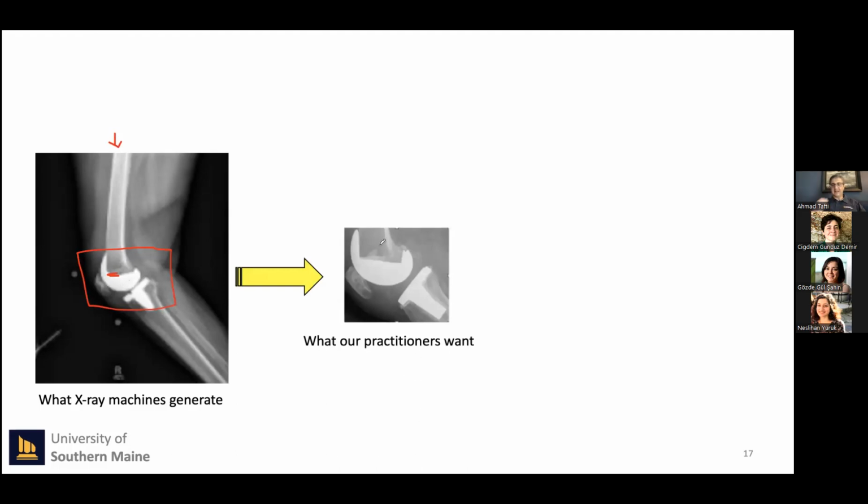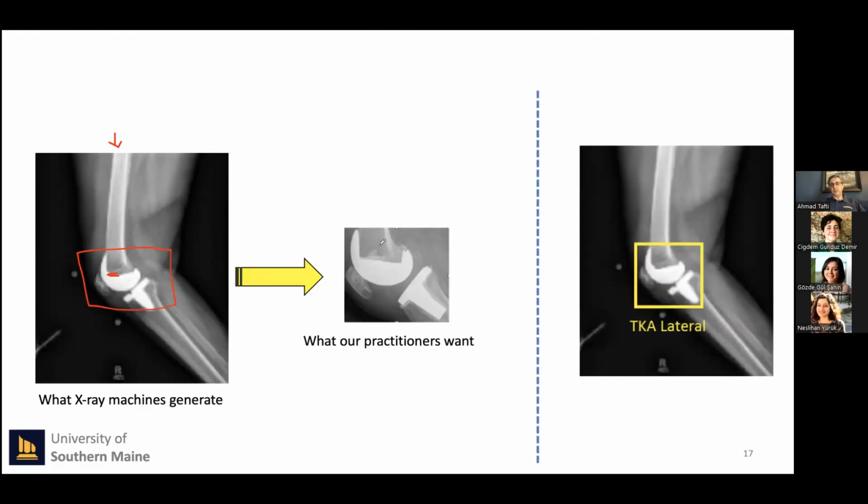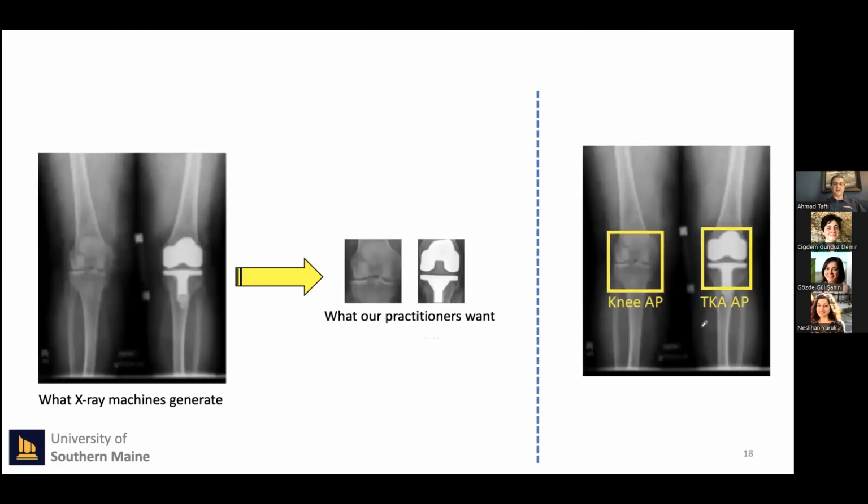So meaning that, in the simplest way, we need to develop AI components to tackle 2 main problems. One, in terms of localization, right? Localization of the region of interest, which we call the knee joint area. And the second one is classification, classifying this region of interest into, for example, this is total knee lateral view, not AP view. And this is another example.